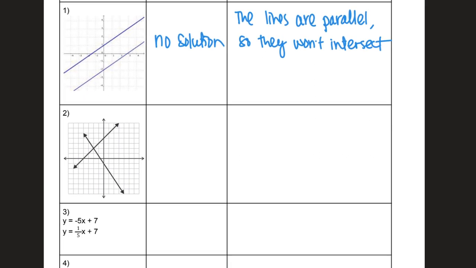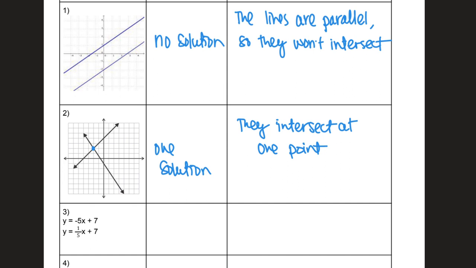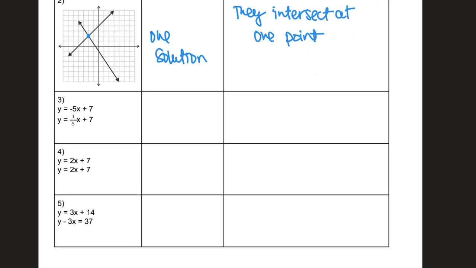All right, the second equation, I see that they're intersecting at one point, which means that they're going to have one solution. And the reason I know is because they intersect at one point. All right, number 3, this one we don't have a graph, so we have to look at the equations. And remember, when determining if lines are going to intersect or not, we have to look at the slope and the y-intercept. So in this case, if the slopes are different, they're going to intersect once. So that means it's going to be one solution. And our reason is they'll intersect once because the slopes are different.